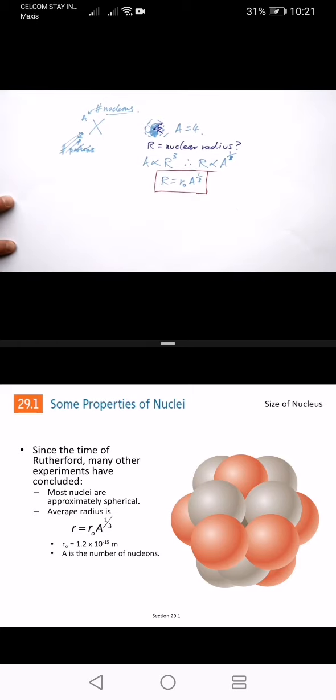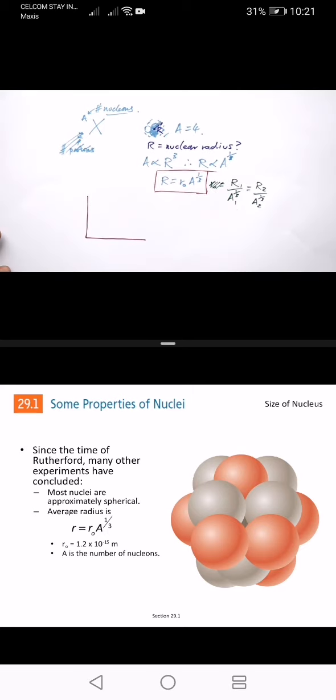What we really care about is comparing different nuclei. So if we rearrange this to make the constant the subject, then we end up with R0 equals the radius of the nucleus divided by the number of nucleons, or the mass number, to the cube root. So we know that whatever values we have, that is always going to be true.